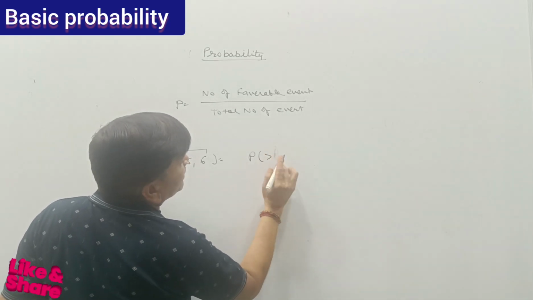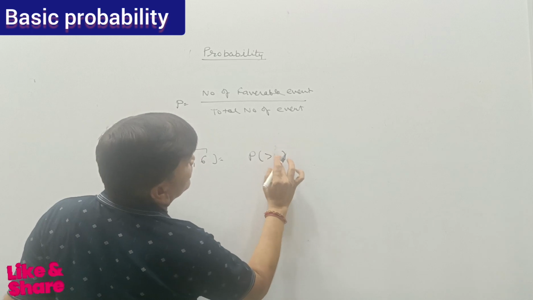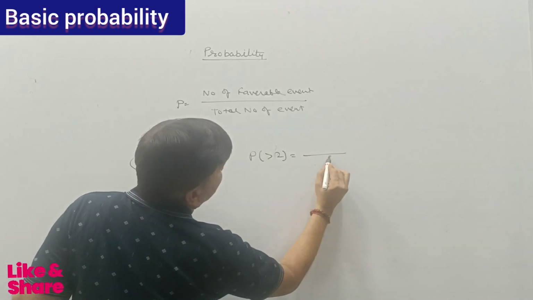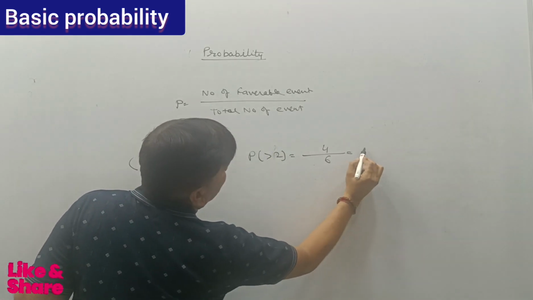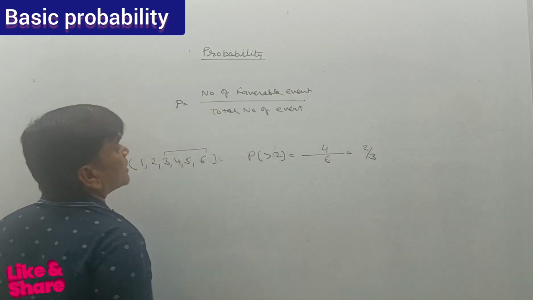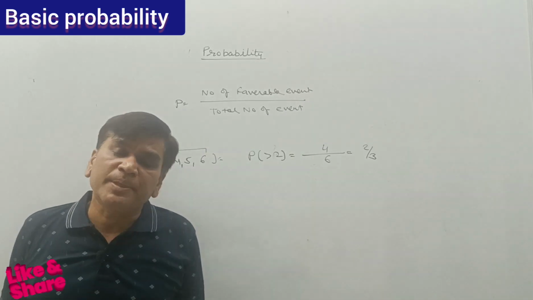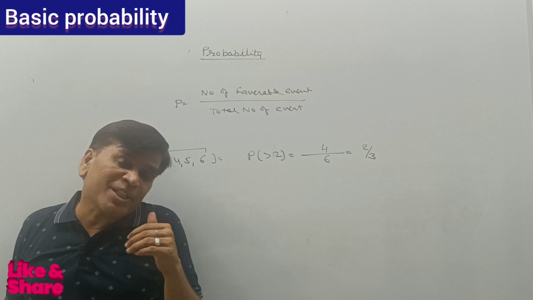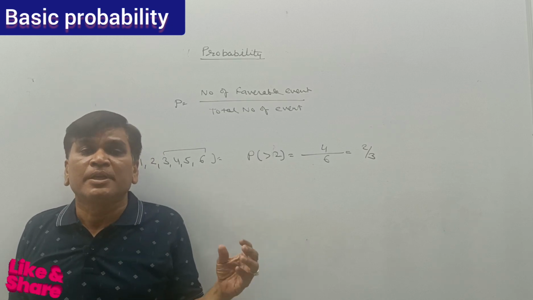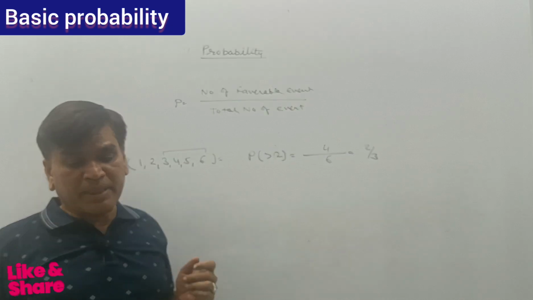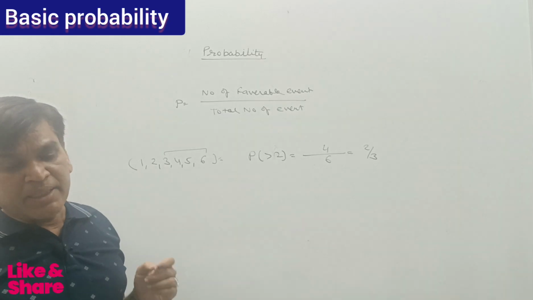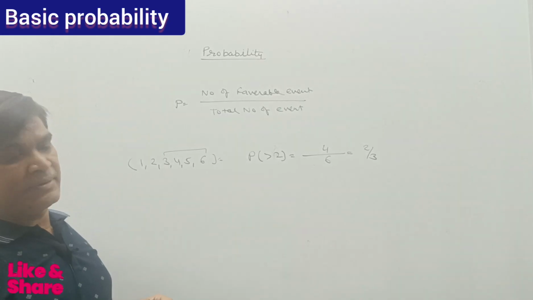Probability of getting more than 2. So total number of events is 6 and favorable is 4, so we will have 2 by 3. So in probability, you have to go step by step. If you go step by step, there is no problem. Easily you can calculate the probability.